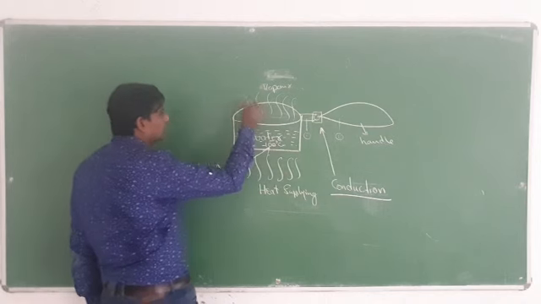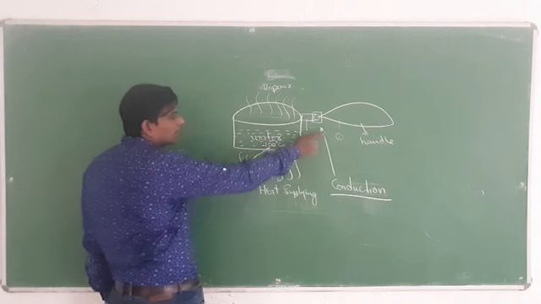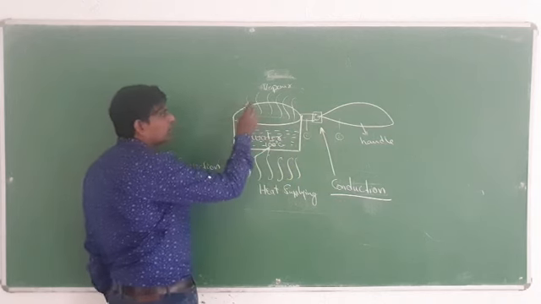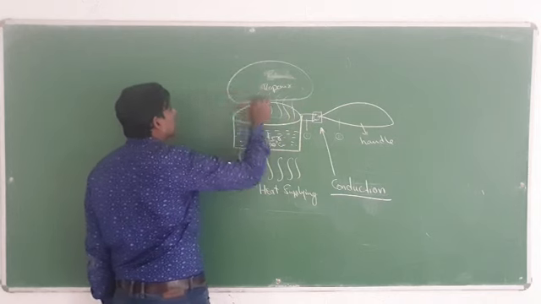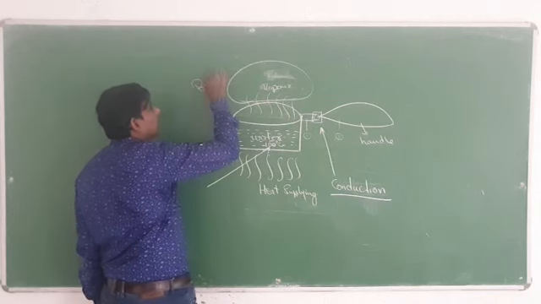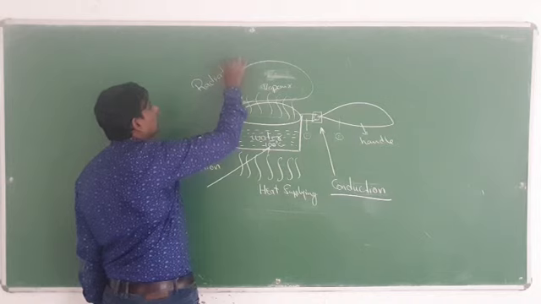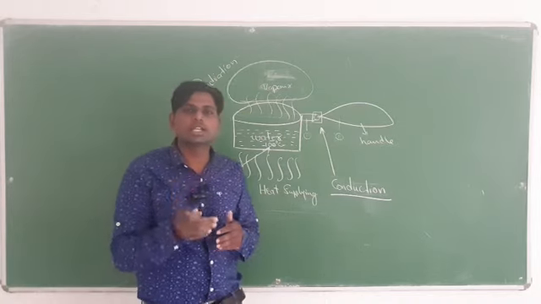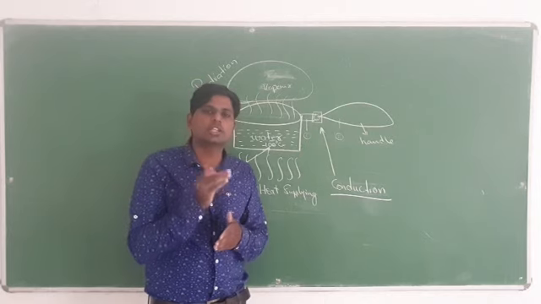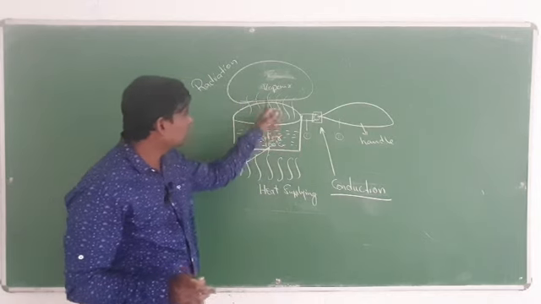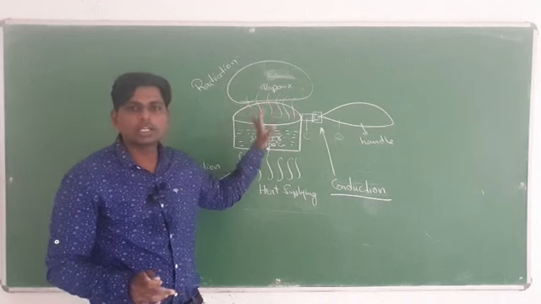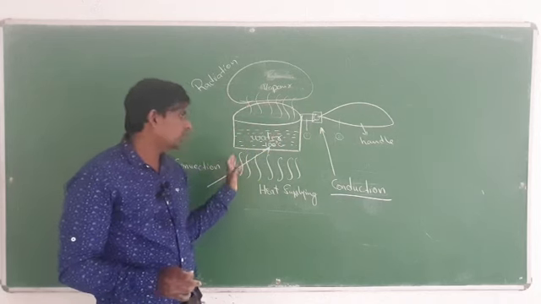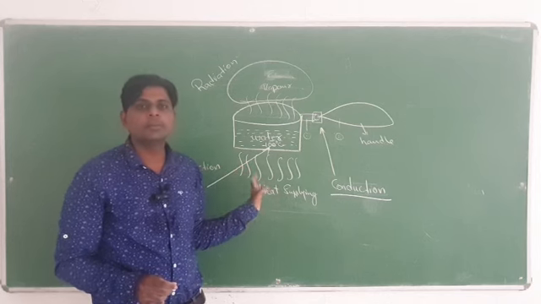Here conduction will be there, here convection will be there, and other than that, this one comes under radiation. Other than conduction and convection, if heat transfer is taking place here also, that type is known as radiation. This is conduction, that one is convection, and this one is radiation.